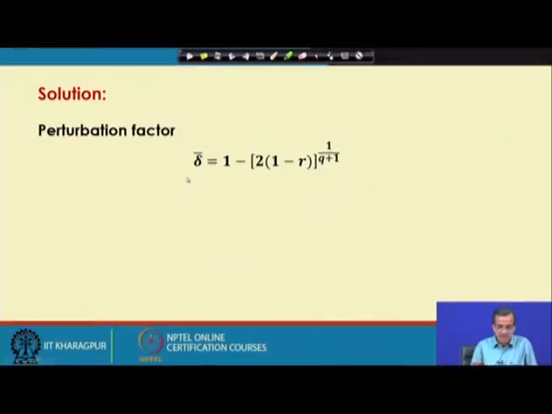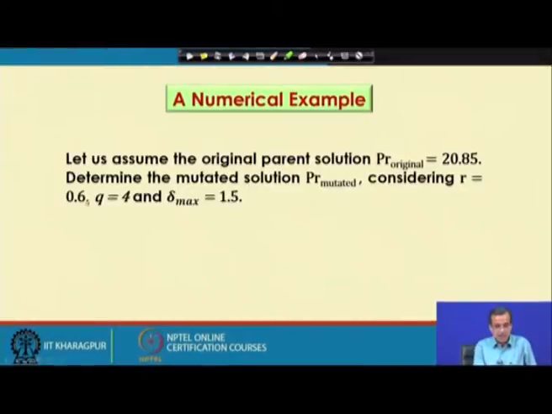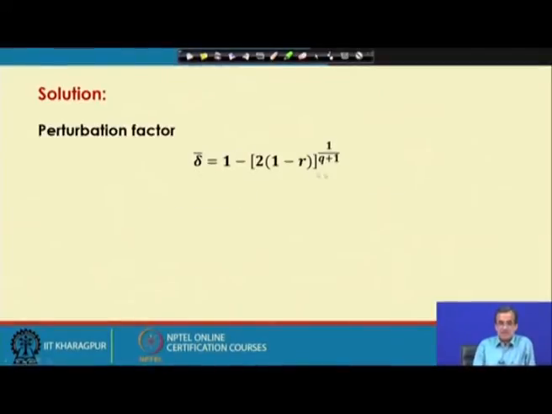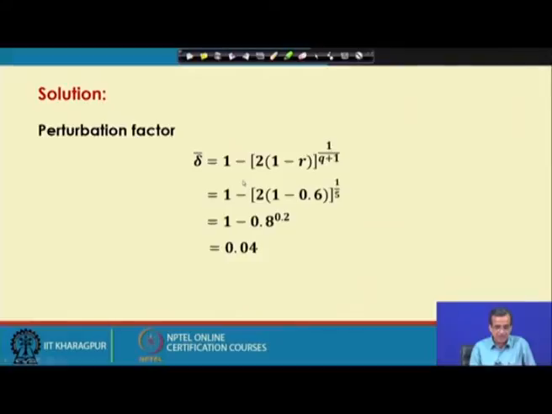Now, here r is 0.6, that means greater than 0.5. So, I will have to use this expression for delta bar, and that is 1 minus 2 into (1 minus r), r is 0.6, raised to the power 1 divided by (q plus 1), q equals 4. So, 1 divided by 5, and if you solve it, you will get the numerical value 0.04. So, this is the value for the perturbation factor, which varies on a scale of minus 1 to plus 1.